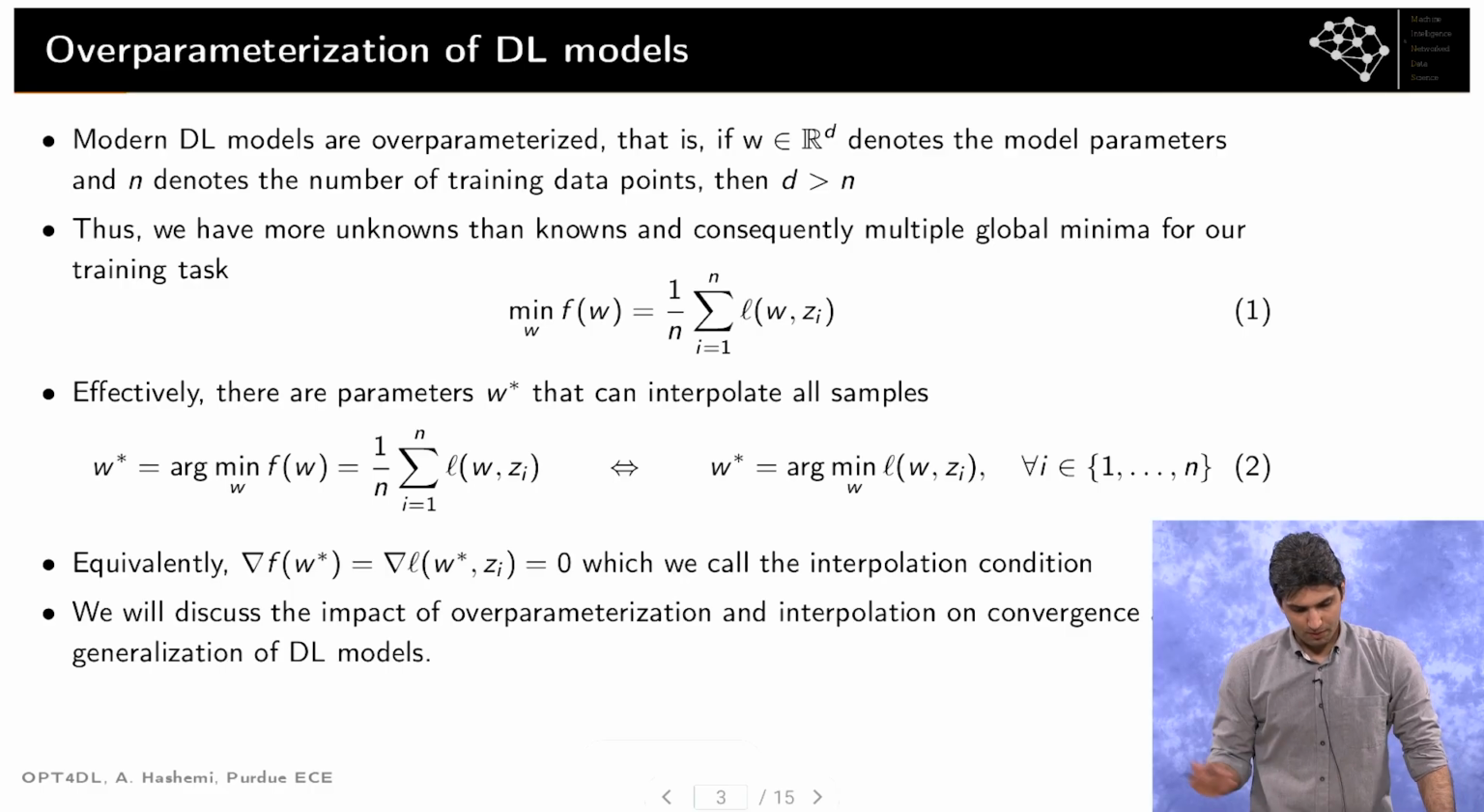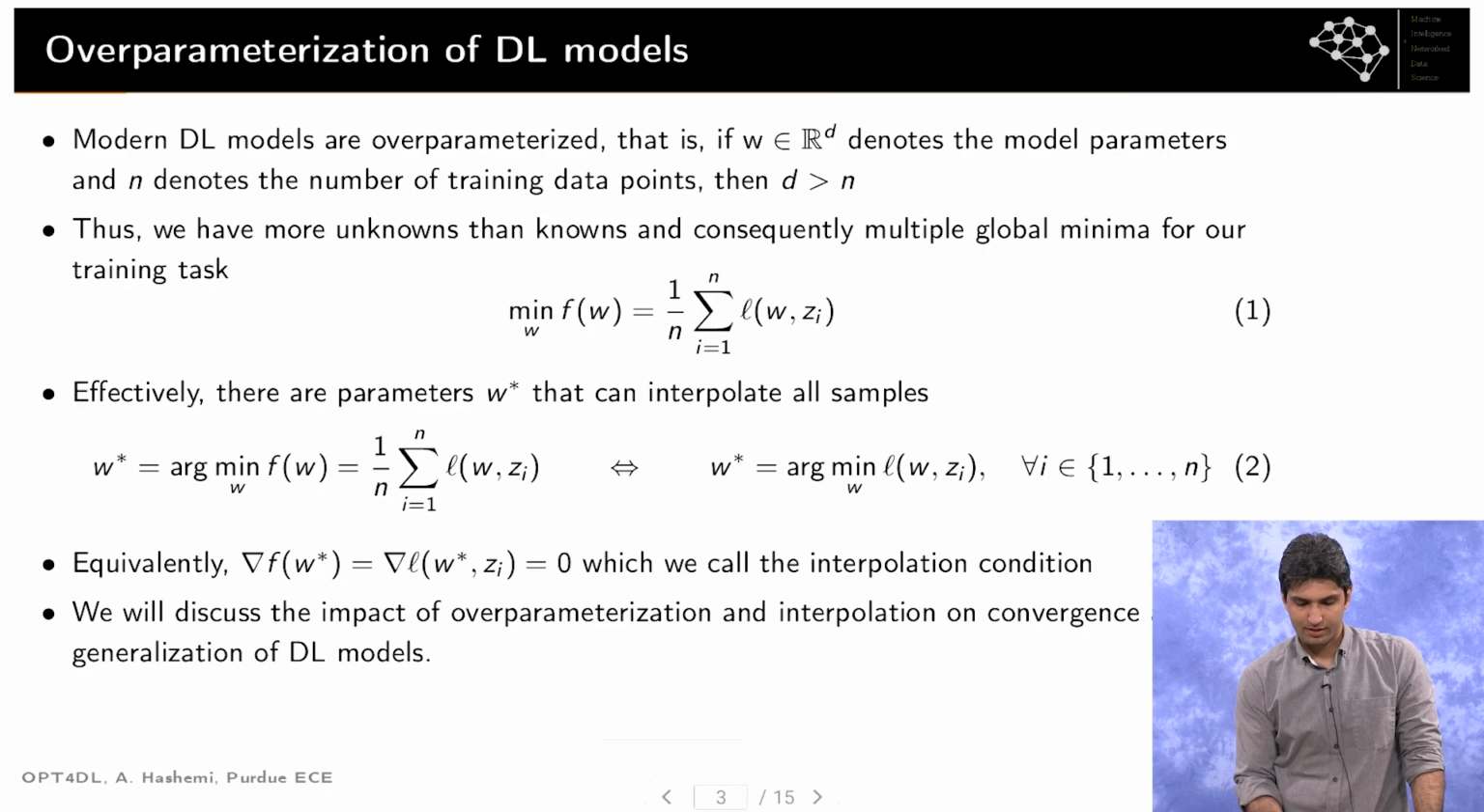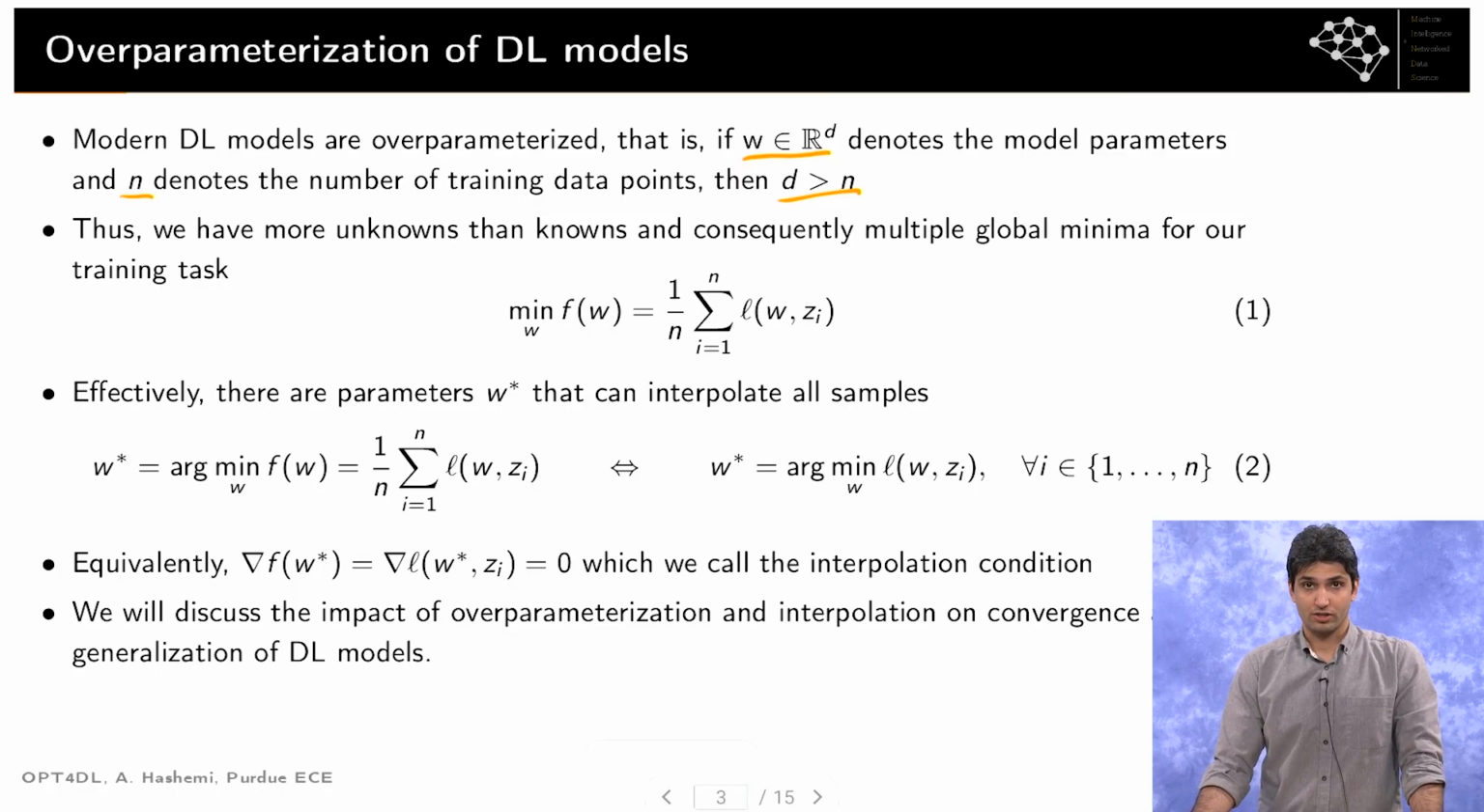So let's talk about the setup, and first of all, let's see what I mean by overparameterization. Deep learning models are overparameterized, and that simply means that if W denotes the set of our parameters, the set of the weights of the neural network, and if its dimension is D, then D is larger than the number of data points that we have in our training data. In particular, if N is the number of data points, the condition that D is larger than N means that we are in the overparameterization regime.